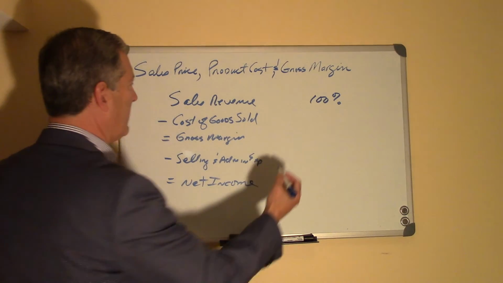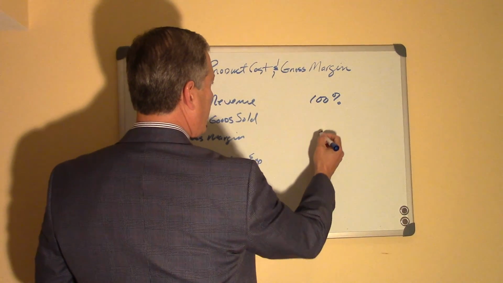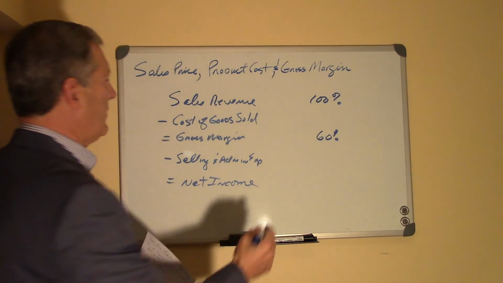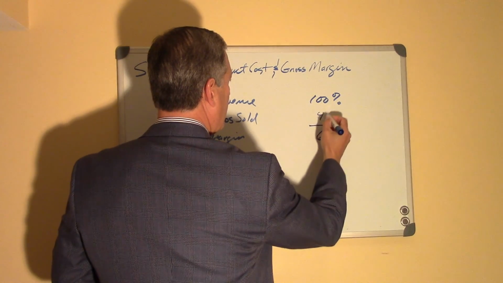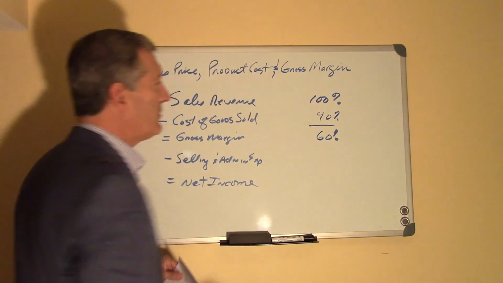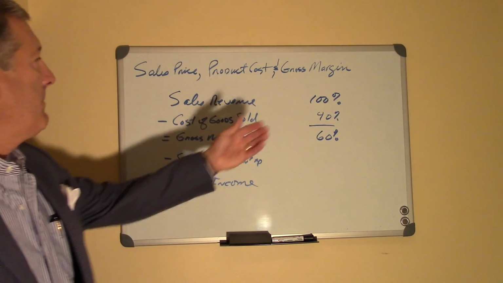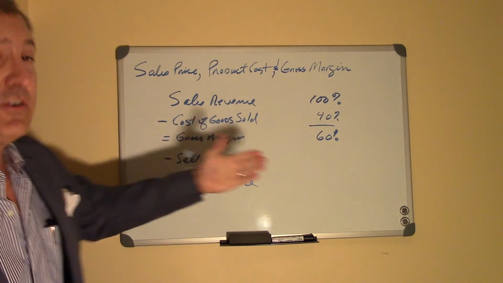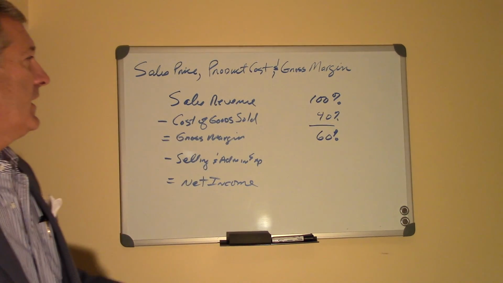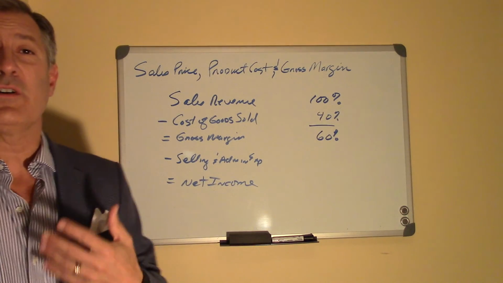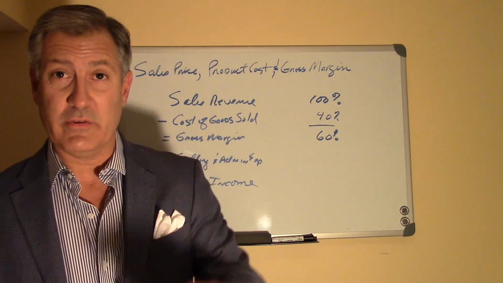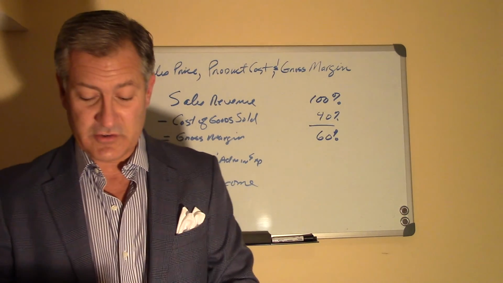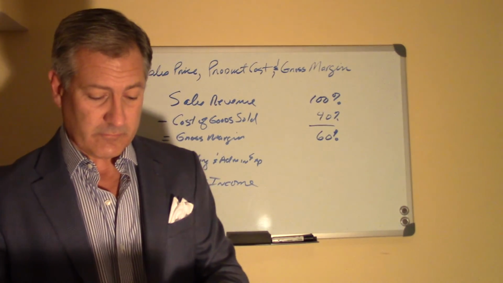Let's assume, for example, that a company wishes to have a 60% margin. Well, of course, their cost of goods sold is going to be 40% of the sales price. So the sales price is $100, for example, and their cost of goods sold, the product cost per unit, is $40, then their margin will be $60 or 60%.